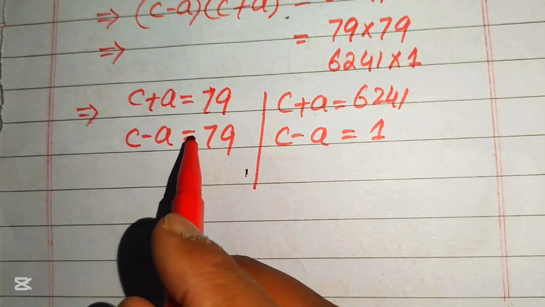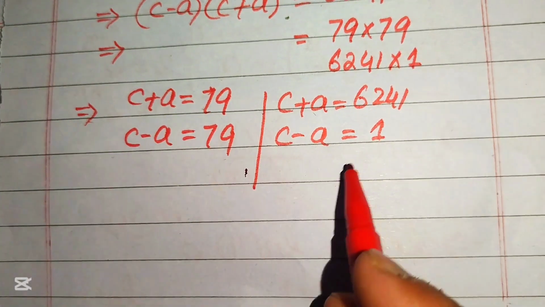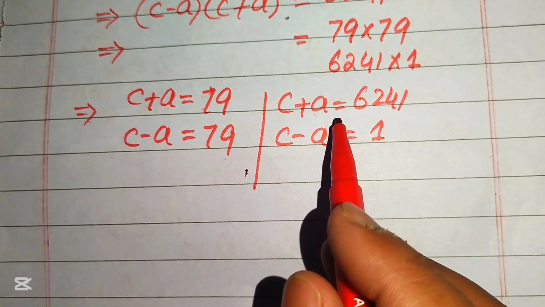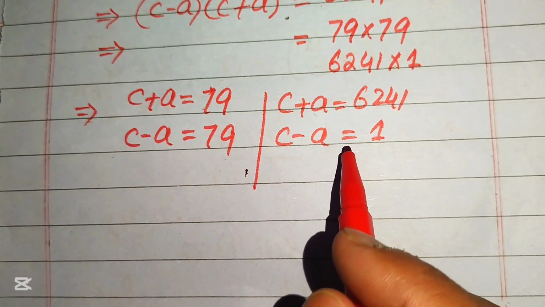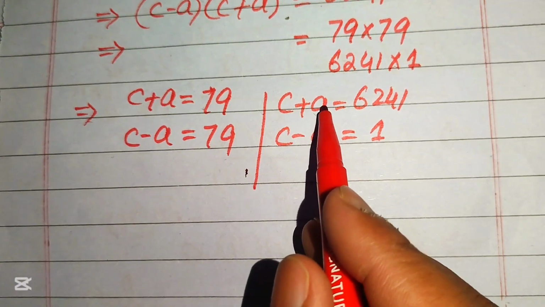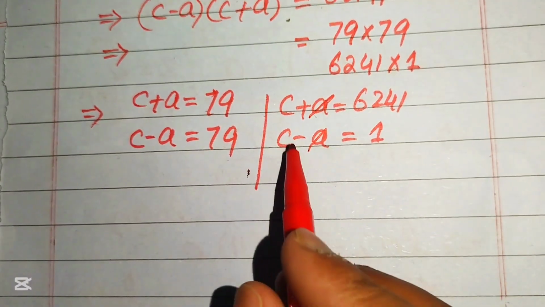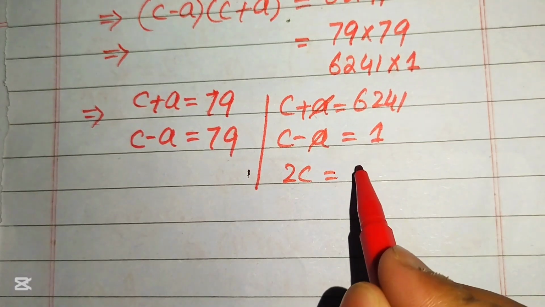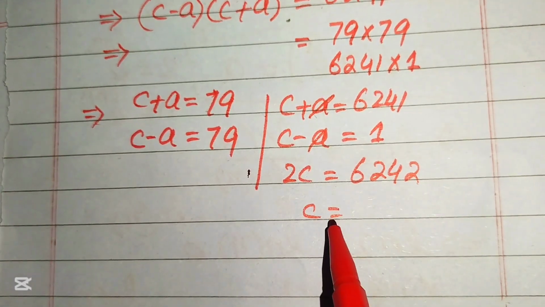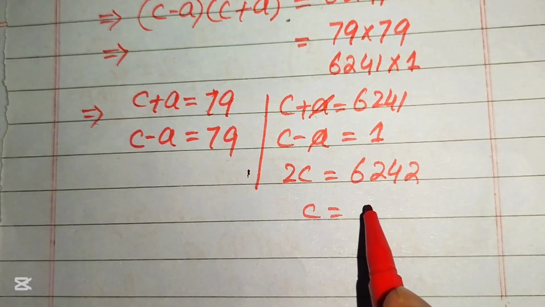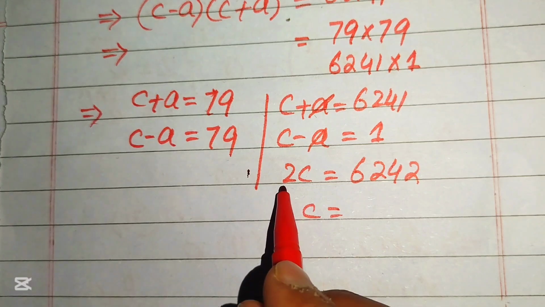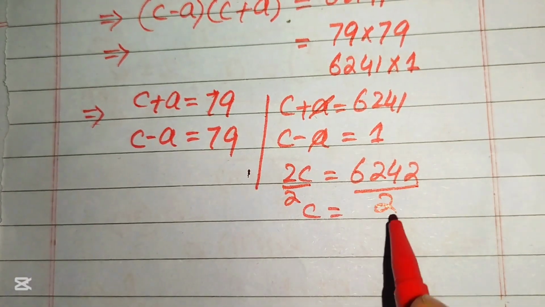So if you add these two equations, then you see that a and a cancel out each other, and we get 2 times c equals 6242. We get the value of c by dividing both sides by 2 in this way.